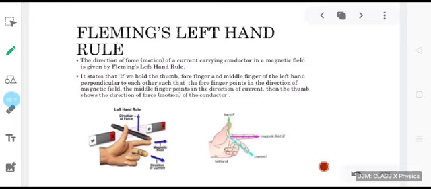So the direction of force or motion of a current carrying conductor in a magnetic field is given by Fleming's left hand rule. It states that if we hold the thumb, forefinger and middle finger of the left hand perpendicular to each other such that the forefinger points in the direction of magnetic field, the middle finger or the central finger points in the direction of current, then the thumb shows the direction of force or motion of the conductor. So this is a very important rule, and that helps us to understand or determine the direction in which force acting on the current carrying conductor is going to exist.